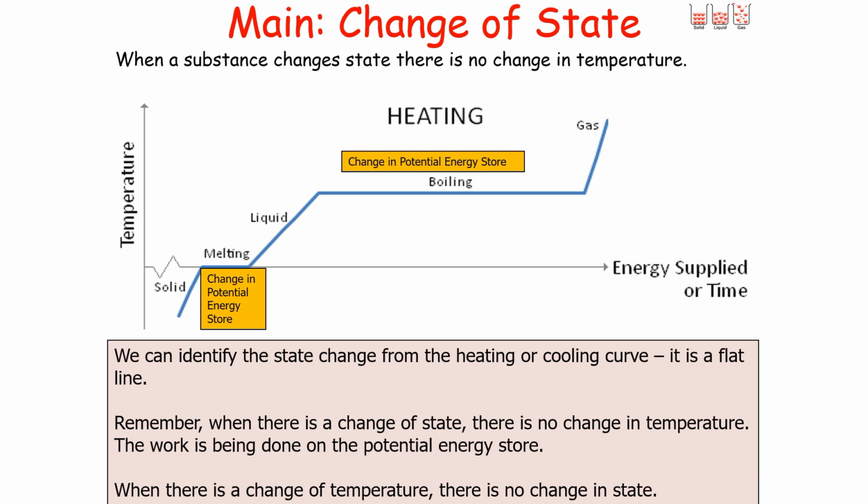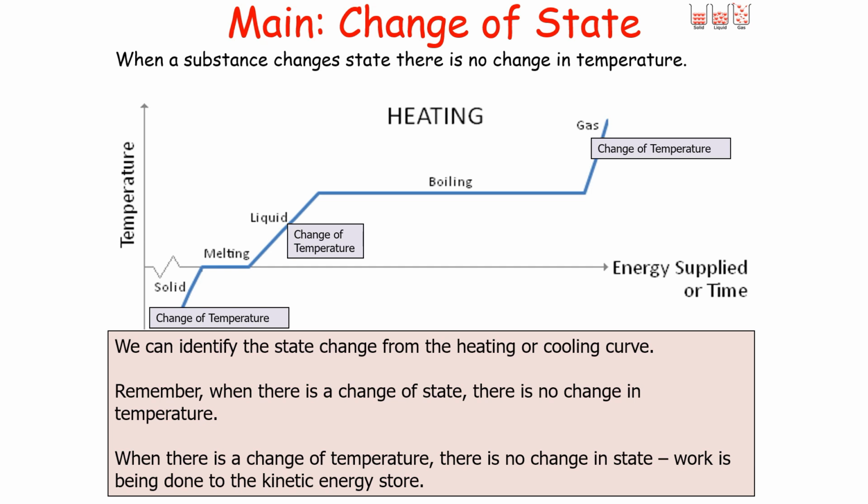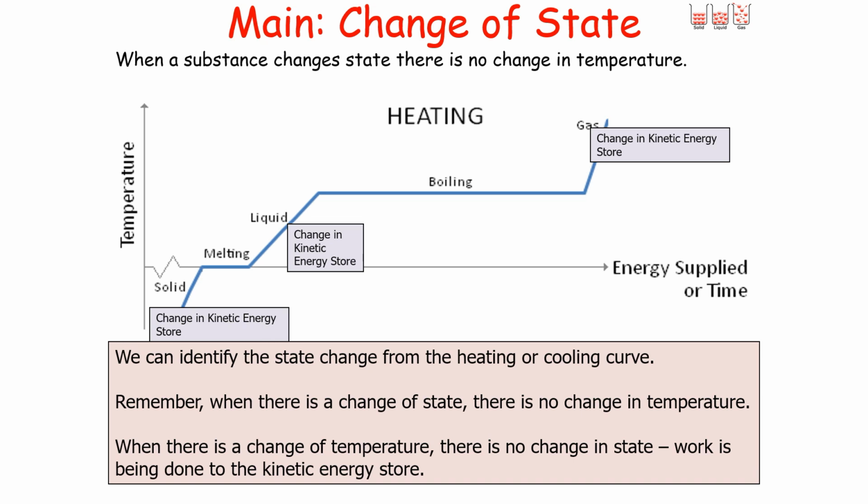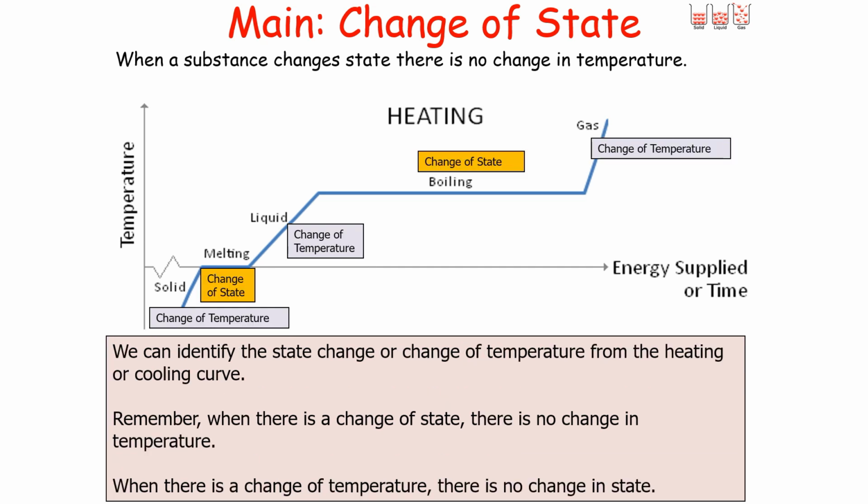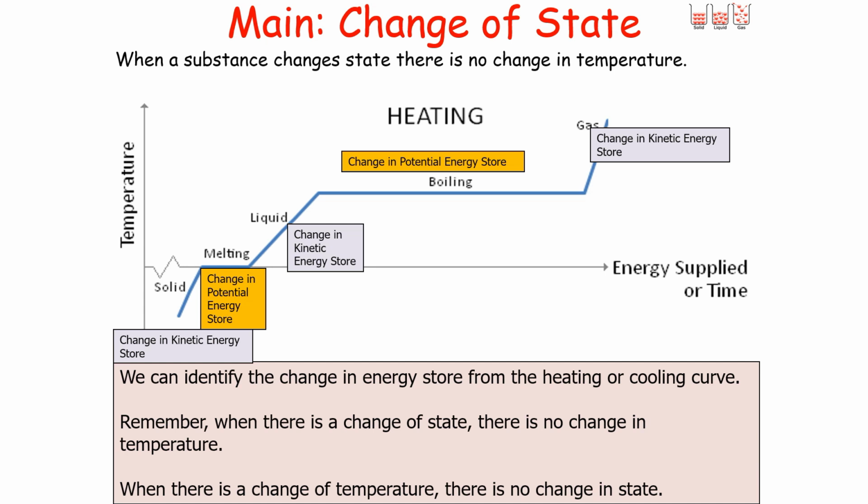Now you'll notice that when there's a change of temperature, we know that there's going to be no change of state, so as a result it's a change in the kinetic energy store of the object's internal energy, not a change in the potential. So you get a change of temperature when your line is going upwards or downwards, and you've got a change of state when the line is flat. So you've either got a change in the kinetic energy store, indicated by a change in temperature, or a change in the potential energy store, indicated by a change in state.